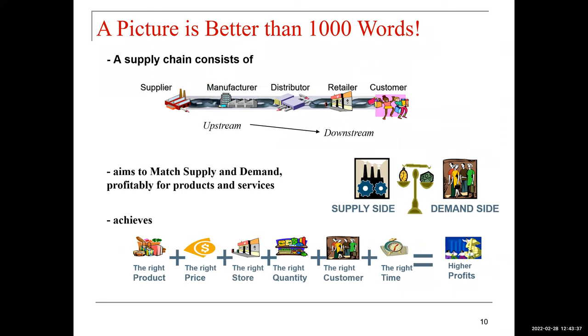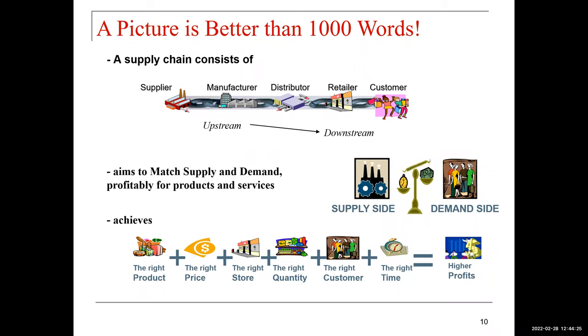So when you think about the supply chain, this is an illustration of what is involved. So you have the supplier. The supplier will obviously be providing the raw materials to the manufacturer. So you want to get these materials into your facility. The manufacturer will develop the product. And once the product is complete, there's the distribution aspect. The distribution will take the product to the retailer, or wherever the customer will access the product, and then the customer will buy it. So this is again upstream to downstream.